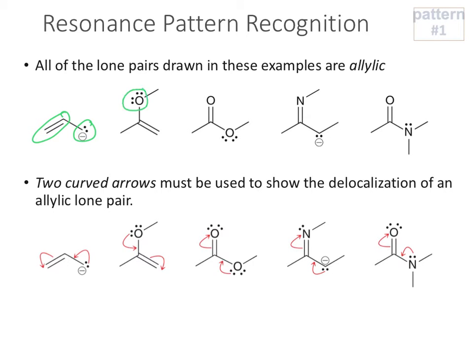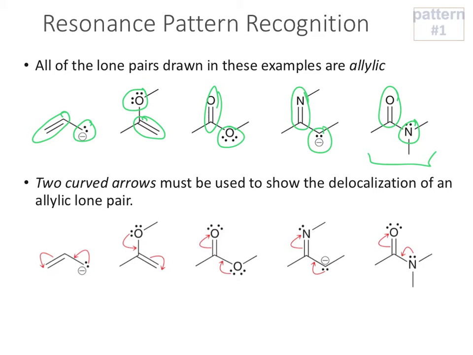Here, both lone pairs on the oxygen are on an atom adjacent to a double bond. Here, the lone pairs in this oxygen are on an atom, the oxygen atom, next door to a double bond. So it doesn't have to be a carbon-carbon double bond, it could be a carbon-oxygen double bond. Similarly, you have a lone pair here next door to this carbon-nitrogen double bond. And this is an amide functional group. Here you have a lone pair on this nitrogen, and that lone pair is on an atom next door to a double bond.